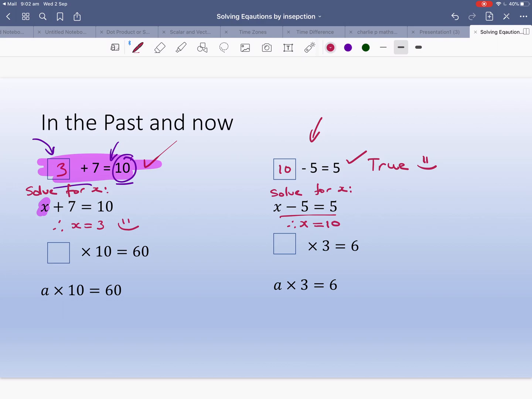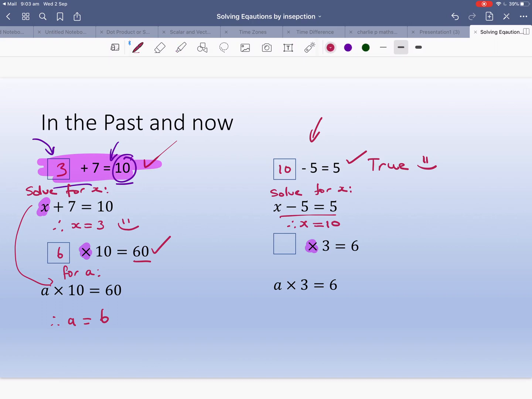What value of box? And remember, this is a different thing. It's times now. What does the box have to be to equal 60? Well, if I put 6 there, 6 times 10 equals 60. That's true. So the question is solve for A. What value of A gets you 60? Well, clearly A equals 6. Because if I put 6 there, 6 times 10 equals 60. So notice that now in high school, the box is a pronumeral, a letter.